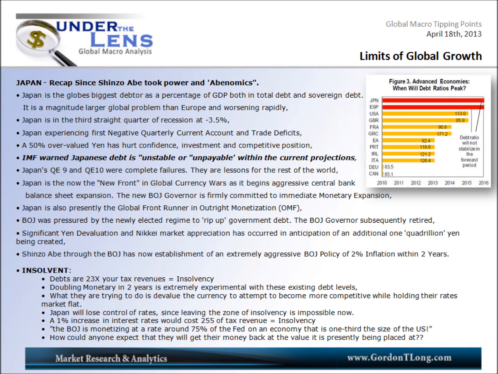And the extreme volatility we've seen since they actually made their announcement is suggesting this. Markets have changed dramatically since Japan actually came out with their statements and implemented this. And I think they're digesting it, the markets, and it's not digesting it well. Remember, a 1% increase in interest rates would cost 255% of tax revenues. That's insolvency. The Bank of Japan is monetizing at a rate of 75% of the Fed on an economy that's only 1/3 the size of the U.S. How could anybody expect that they'll get their money back by buying BOJs, at least at the present value being placed on them? It's not going to happen. People with that kind of money are not stupid, and they're looking for alternatives.